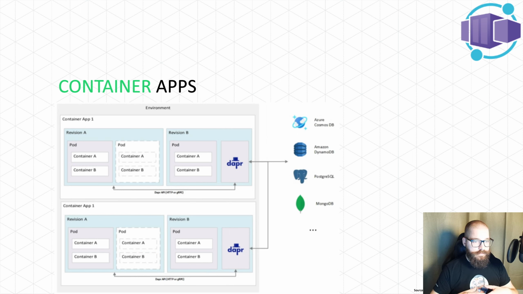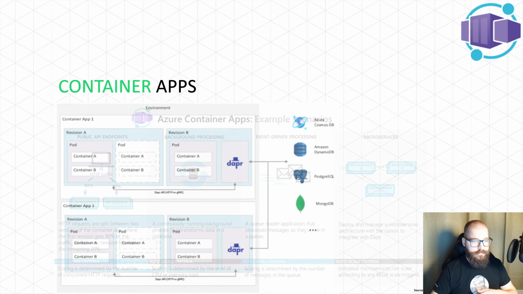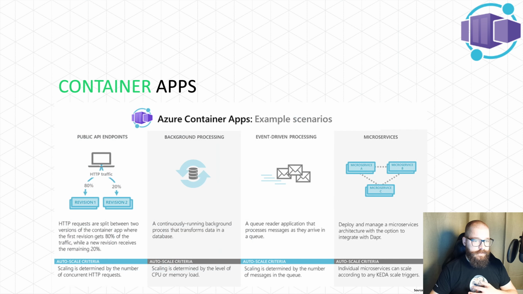Container Apps comes with Dapr from the beginning, which makes it really easy to integrate with data sources like Postgres, Cosmos DB, MongoDB, but it also integrates with Service Bus and other kinds of message queues and commit logs. There are like four main ways of using it, but in this case we have a couple of example scenarios.